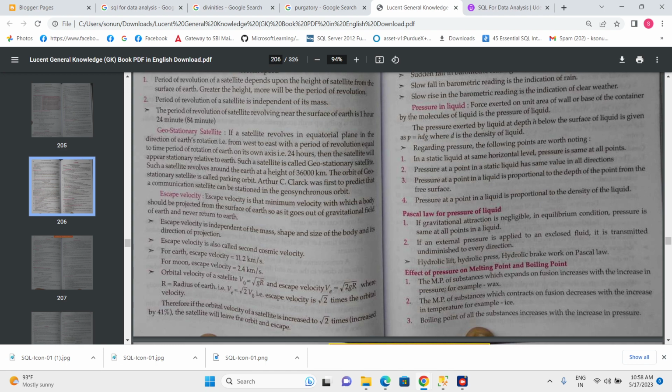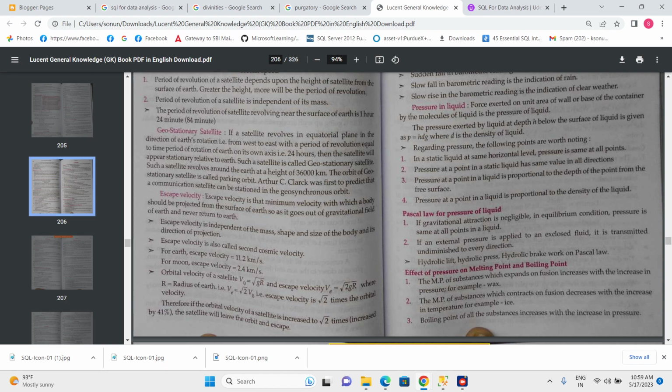Arthur C. Clarke was the first to predict that a communication satellite can be stationed in the geosynchronous orbit. So this is also one of the important points. Where should a communication satellite be stationed? It should be stationed in the geosynchronous orbit, and who gave this logic? Arthur C. Clarke. And the orbit of a geostationary satellite is called the parking orbit. So all are very important points.